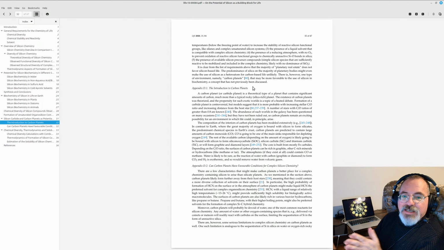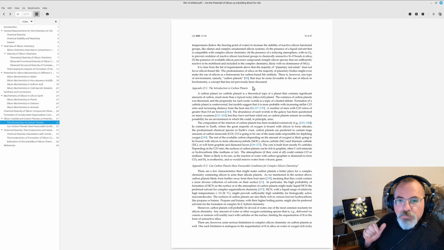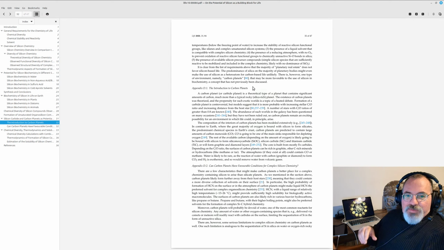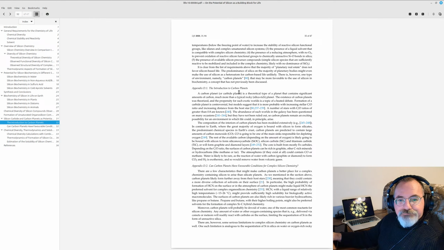Oh, goody! Carbon planets. I don't know much about them, except I think they're theoretical. In fact, my eyes now just picked up theoretical in the next sentence, but I knew that anyway. Appendix D1, the introduction to carbon planets. I wonder if there are any carbon planets in No Man's Sky. Somehow I think not.